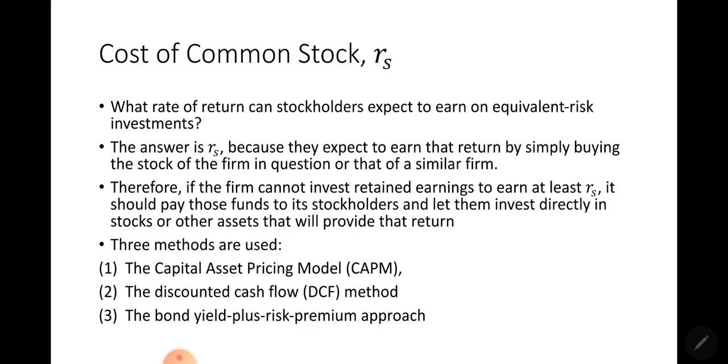Therefore, if the firm cannot invest retained earnings to earn at least RS, it should pay those funds to its stockholders and let them invest directly in stocks or other assets that will provide that return. Now, there are three methods of calculating this RS. One is capital asset pricing model, the other is discounted cash flow, and the third is bond yield plus risk premium approach. And this will be our tomorrow's topic.